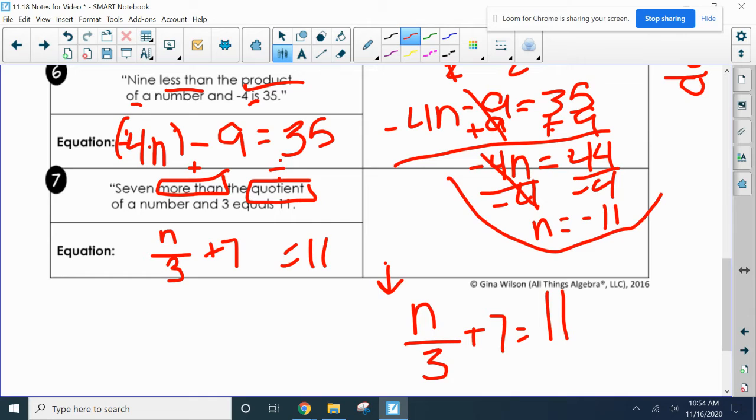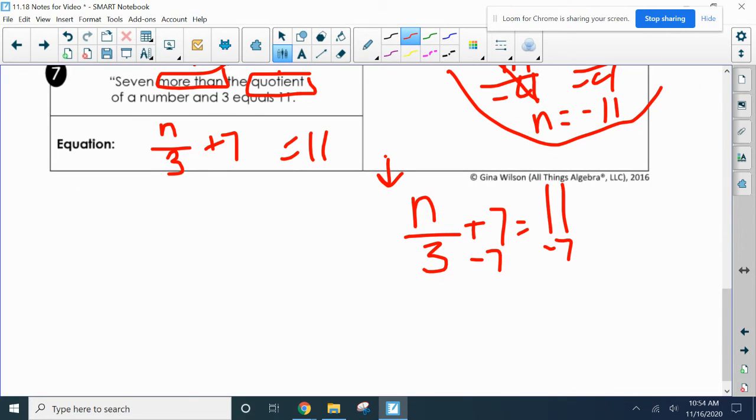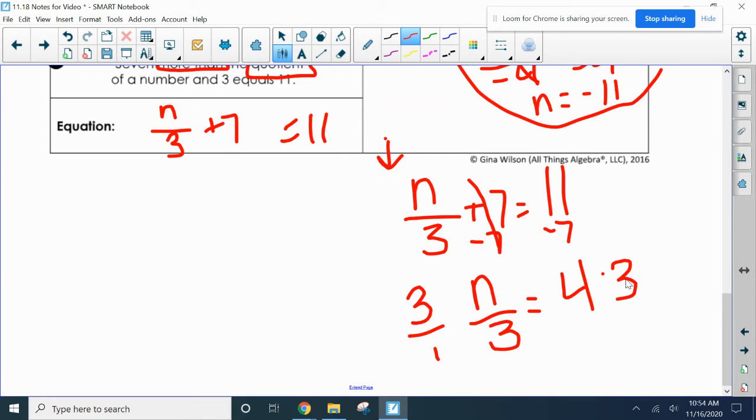So again, we know we're working our order of operations backwards, so we're going to get rid of the bottom ones first, so start at addition and subtraction. So in order to get rid of plus 7, we're going to minus 7. All right, so this cancels, and we have n divided by 3 equals 11 minus 7 is 4, and we get rid of division with multiplication. So we're going to multiply both sides by 3. You could say 3 over 3n equals 12, and 3 over 3 is simply 1n, or n equals 12.